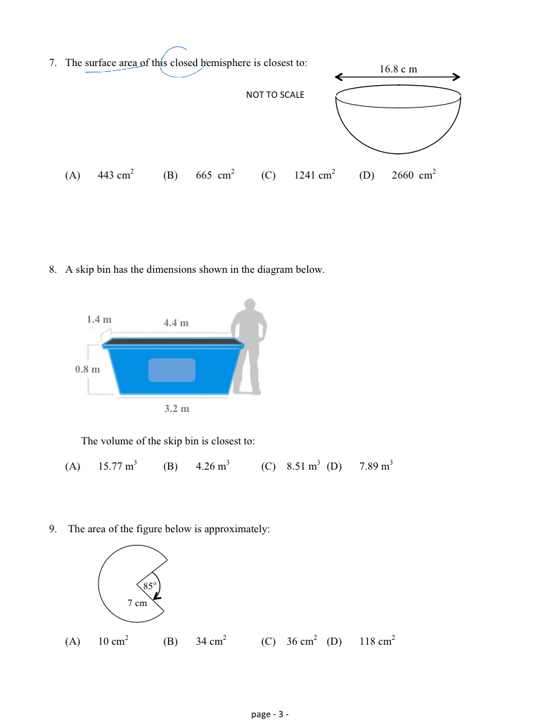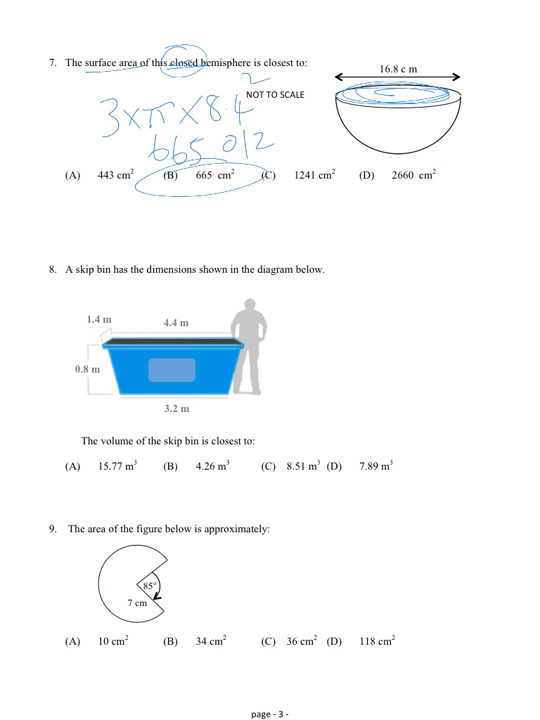Surface area of the closed hemisphere. So we have 4 pi r squared for a full sphere. So half is 2 pi r squared, but it's closed, so we also need to include the circle, another pi r squared. So it is 3 times pi times r squared, which will be 8.4 squared. And we get 665.012, which is obviously B.